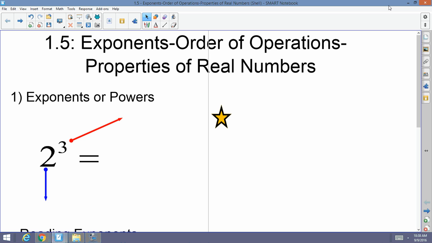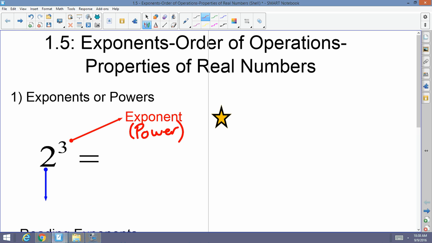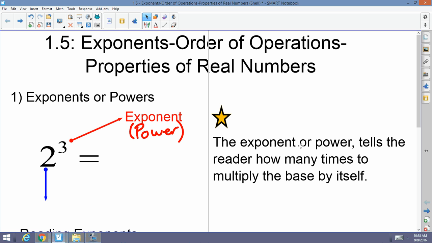The first thing I want to talk to you guys about are exponents or powers. This is something that a lot of people have problems with, and I don't understand why, but hopefully today I'm going to eliminate all those problems. First of all, this little 3 here, the red, is called the exponent, or sometimes they'll call it the power. The exponent or power. What the exponent tells the reader to do is the following. It says, hey, reader, multiply the base times itself this many times.